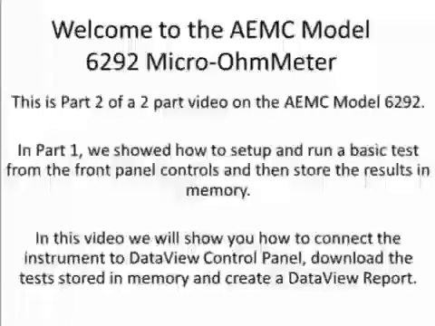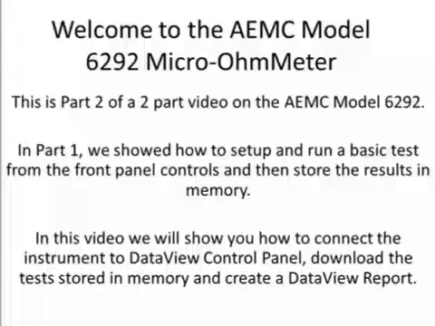Welcome to the AEMC Model 6292 Micro Ohmeter. This is part 2 of a two-part video on the AEMC Model 6292. In part 1, we showed how to set up and run a basic test from the front panel controls and then store the results in memory. In this video, we will show you how to connect the instrument to DataView control panel, download the test stored in memory, and create a DataView report.